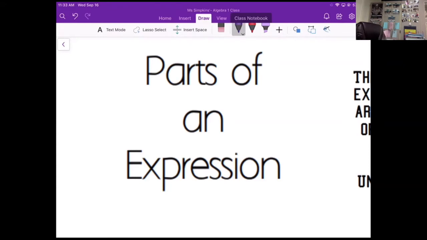Okay. So before we get super into expressions, we need to talk about some important vocabulary words, because when I say these words, I need you to know what they mean. The first word is to the right of this screen. It says terms at the top, so I want everybody to make sure they can find that.